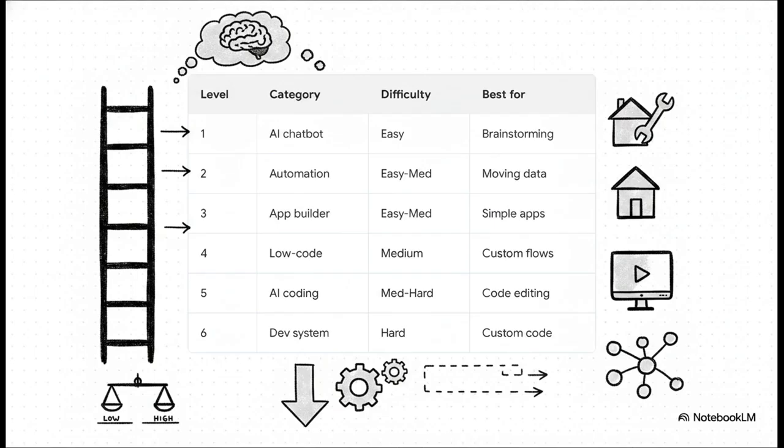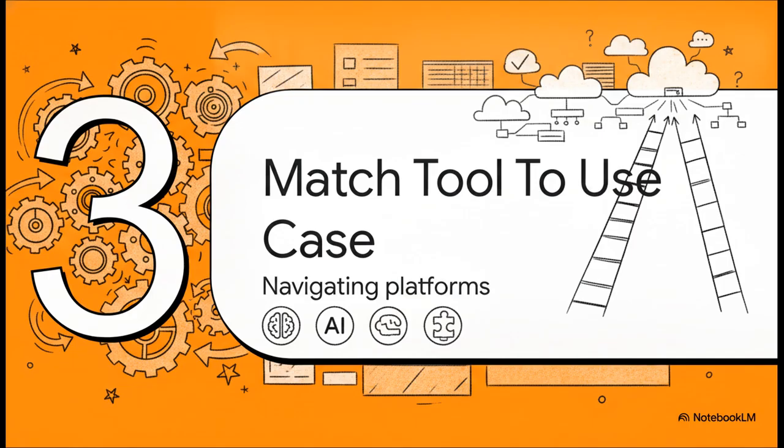The golden rule here? Please don't climb straight to the top. Your goal is to pick the lowest level on this ladder that safely solves your problem. Seriously, don't build a complex app if a simple automation will do the trick. Now that we've got our theoretical ladder, let's look at Section 3, Match Tool to Use Case.